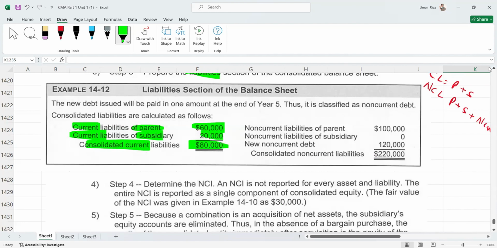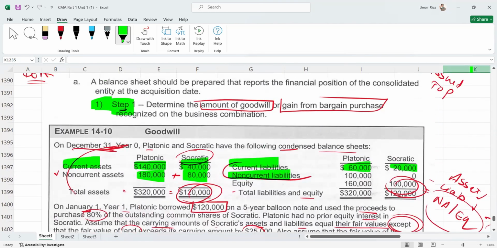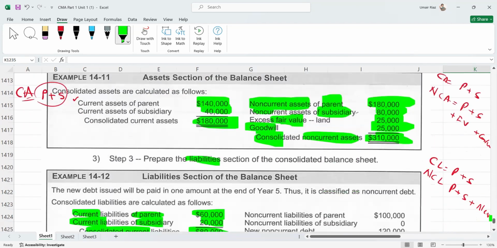And for non-current liability, what do I have to do? Again, for non-current liability, I'll take parent plus subsidiary. So parent is 100,000, subsidiary is 0. Plus this new loan I have issued, right? 120. So these three things I'll take. Non-current liabilities.